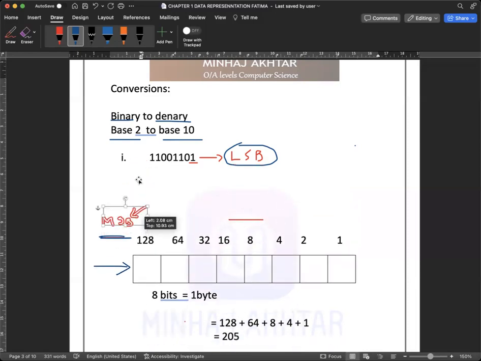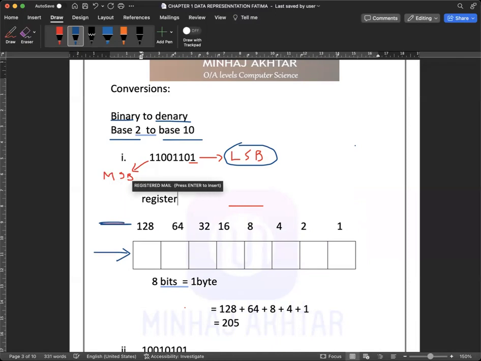Temporary area to store the answer. So let me write it down for you. Registers. Registers are the temporary memory to store data, right?